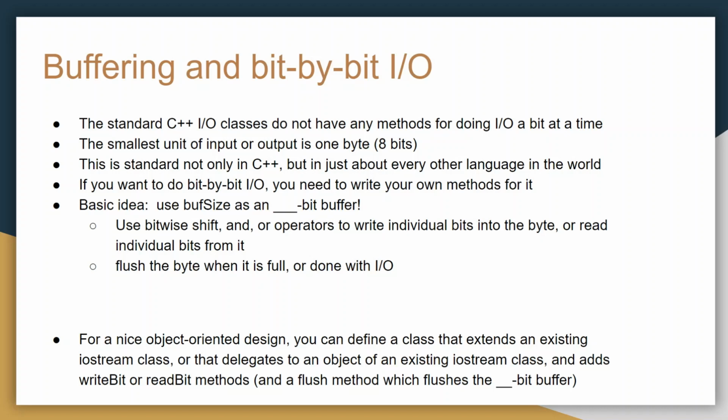So the basic idea is to use a buffer of size buff size, a bit buffer, not a byte buffer. I'm writing blank because it depends on what buff size is. So you're going to be using bitwise shift and or operators to write individual bits into the byte and read individual bits from it. And you're going to flush the byte when it's full or done, right? So basically, you know how we've been encoding everything with zeros and ones that are characters? Now we're going to be doing it with actual bits. All right.